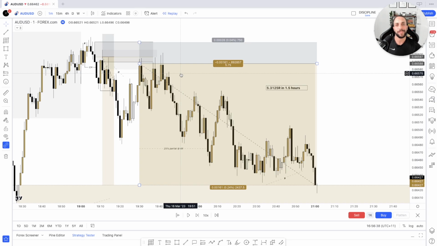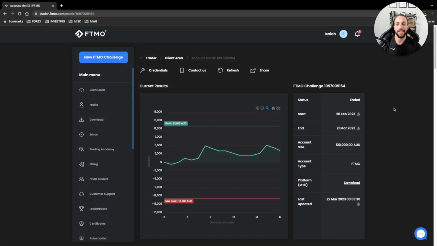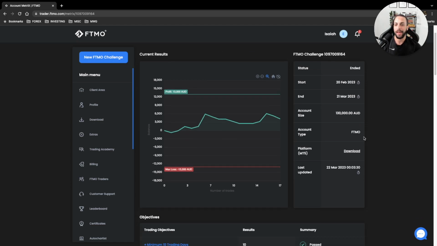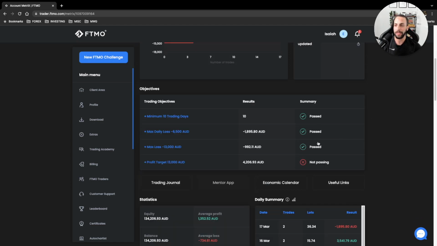Otherwise, let's jump onto FTMO so I can show you the challenge there as well. Okay, so looking here at the FTMO challenge, you can see the status of it here has ended. So it ended on the 21st of March. It was actually the 22nd in Australia's time zone. And you can see here that I did pass these three, and then the profit target, I didn't quite make, obviously, the 13,000. I got very close to making 5%.